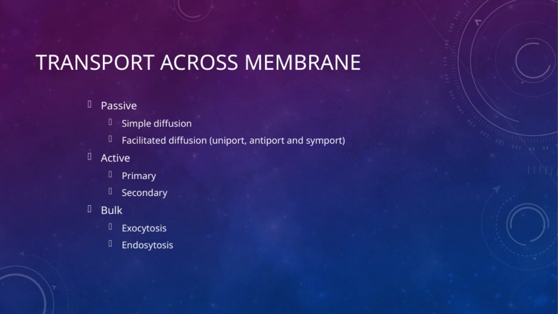Throughout this slide, the key idea is that transport across the membrane is vital for maintaining homeostasis and allowing cells to interact with their environment efficiently. Whether passive or active, each mechanism plays a unique role in cellular function.